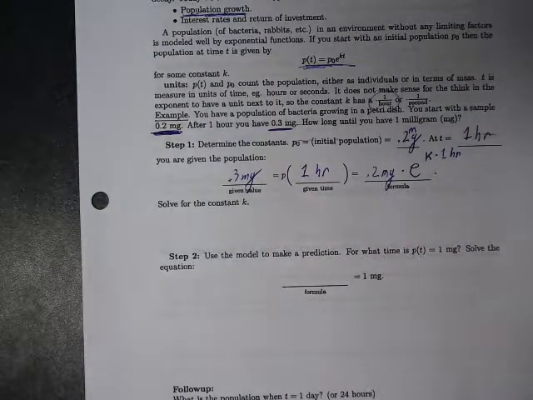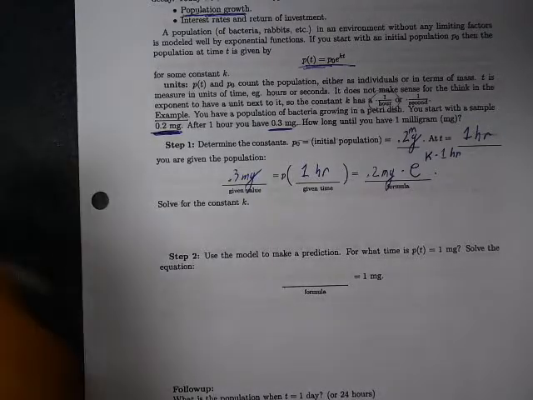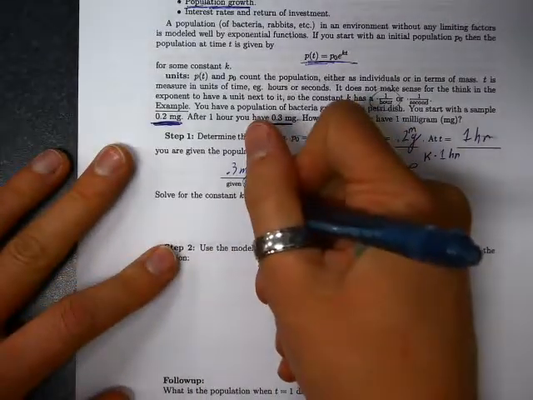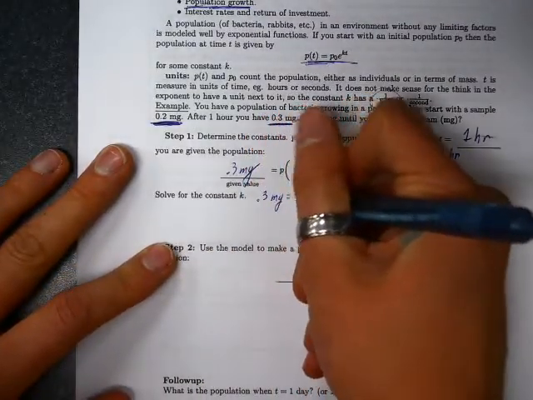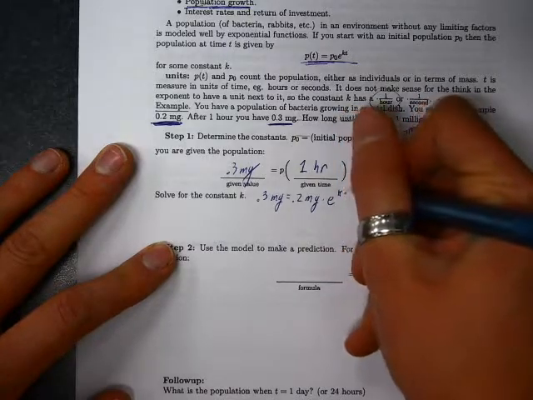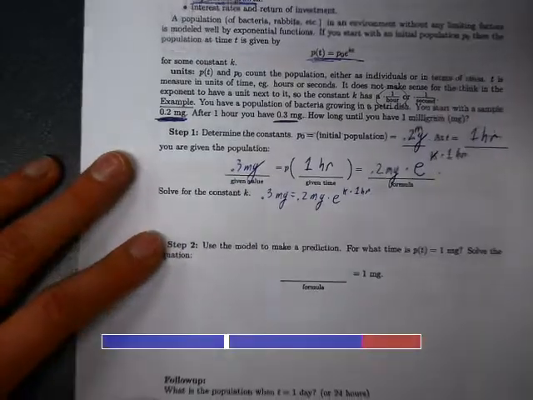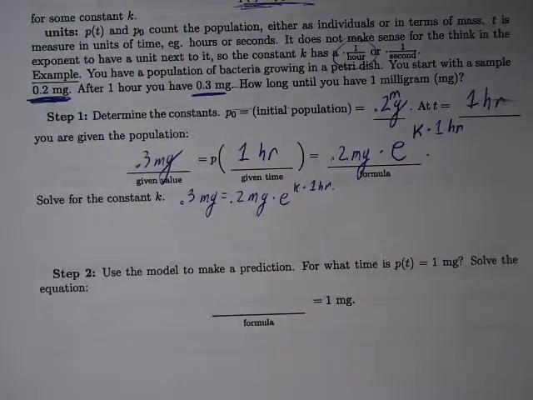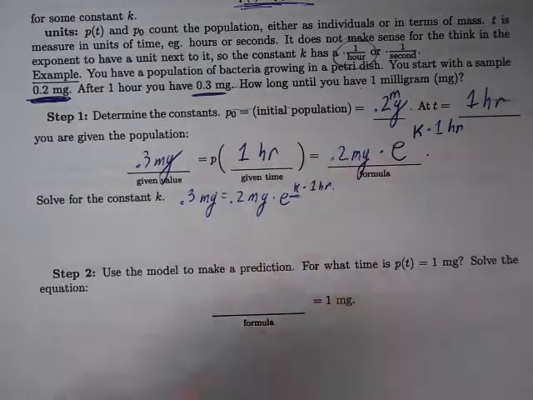Does that look like an equation that we can solve? There's only one unknown, right? The k is the only unknown right now. Let's try to solve that for k. What seems like a good first step if you want to solve 0.3 milligrams equals 0.2 milligrams times e to the k times 1 hour? Don't you want to get it by itself? Yeah, you'll want to get that k by itself.